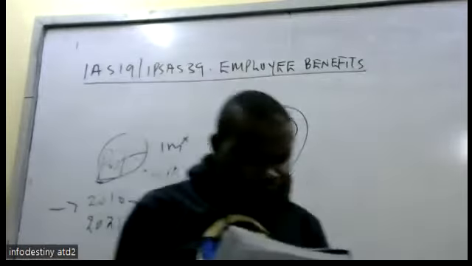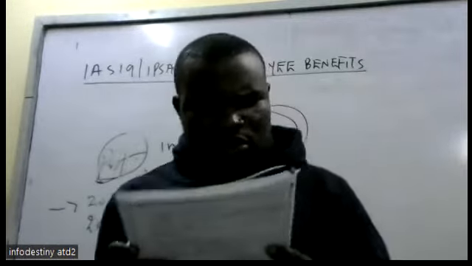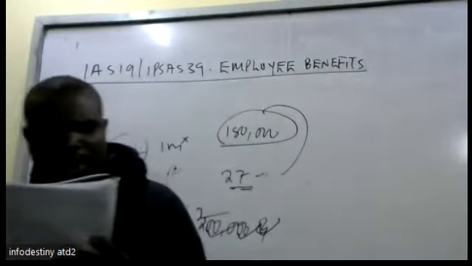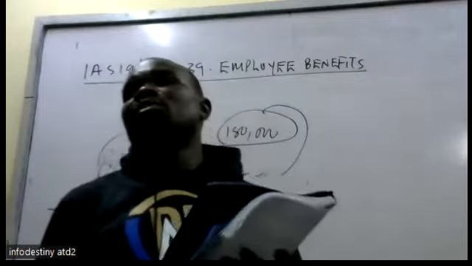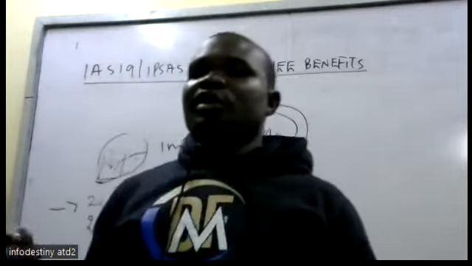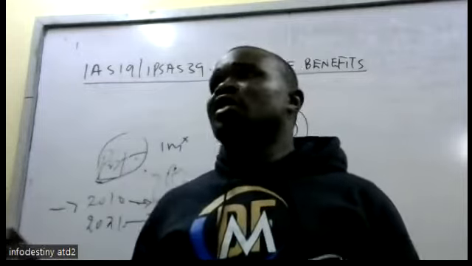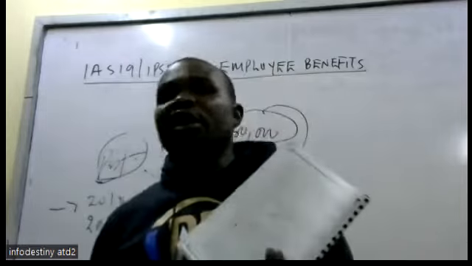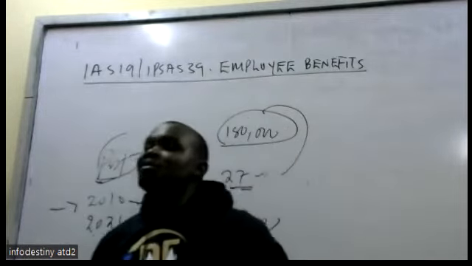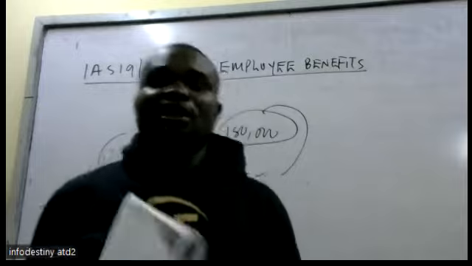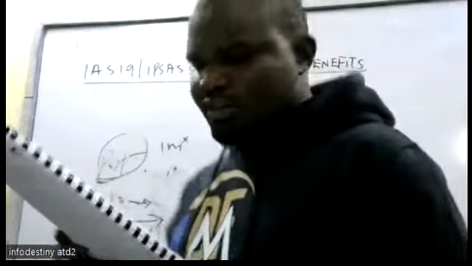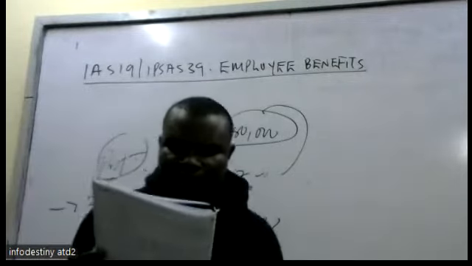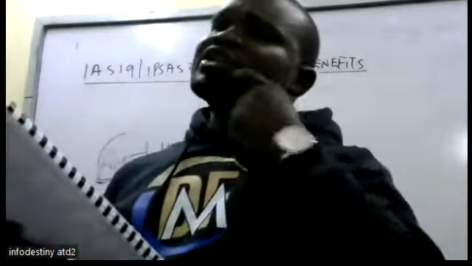Then we have curtailment. Curtailment occurs where there is a significant reduction in the number of employees covered by the plan. So maybe some employees died, some have left, some have retired. So you go and renegotiate the terms of the scheme. That is called curtailment. Settlement occurs when an entity enters into an agreement to eliminate the obligation by paying the retirement benefits. Those are not very important.